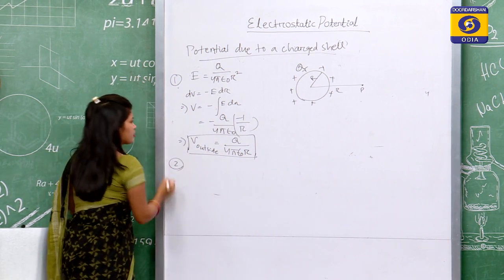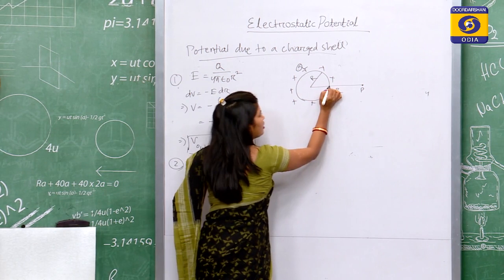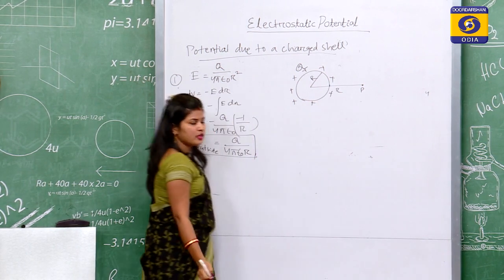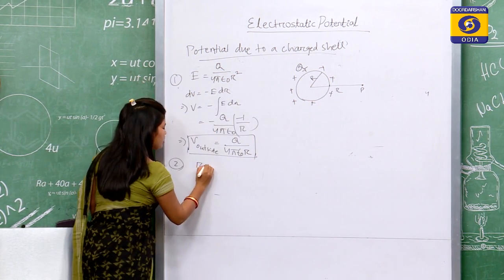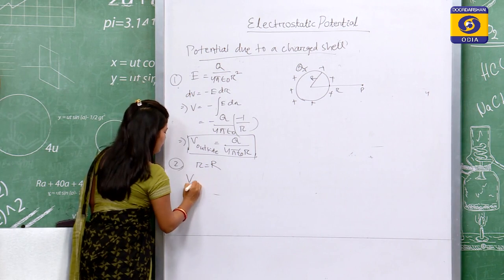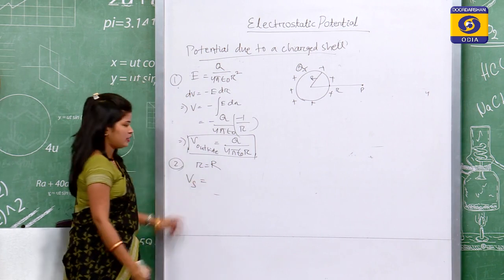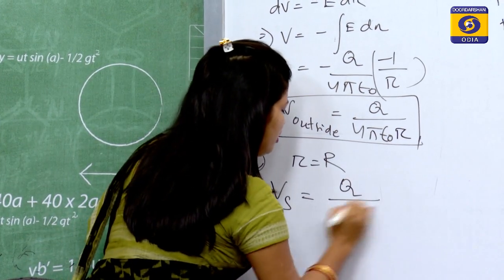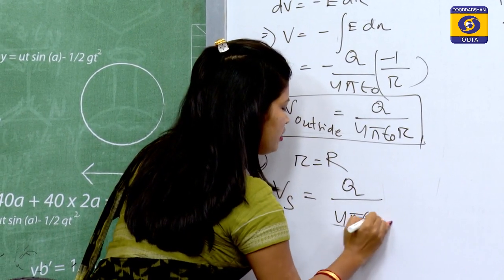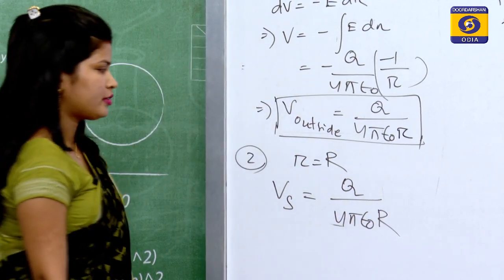In the second case, suppose the point P is on the surface, then small r is equal to capital R. So, the potential on the surface is equal to Q upon 4 pi epsilon naught capital R.